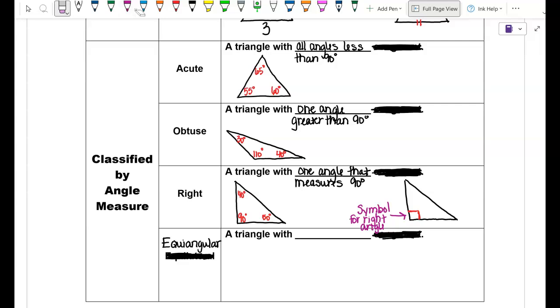So anytime we see a box like that in the corner of a diagram, it doesn't even have to be a triangle, it can be any other shape, but anytime there's a box like that, they are telling us that we have a right angle, or that we have an angle that measures 90 degrees.